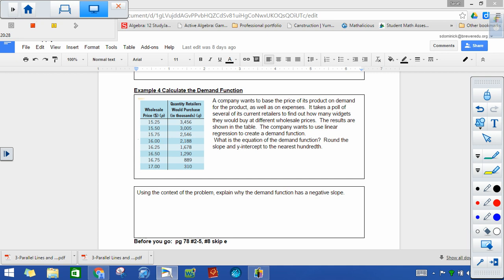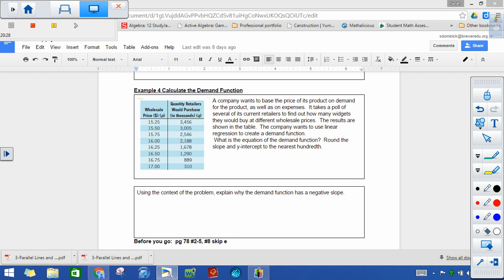So here it says a company wants to base the price of its products on demand for the product, as well as on expenses. Well, yeah, that makes sense, right? It takes a poll of several of its current retailers to find out how many widgets they'd buy at different wholesale prices. The results are shown in the table. The company wants to use a linear regression to create a demand function. What's the equation of the demand function? Round the slope and y-intercept to the nearest hundredth.